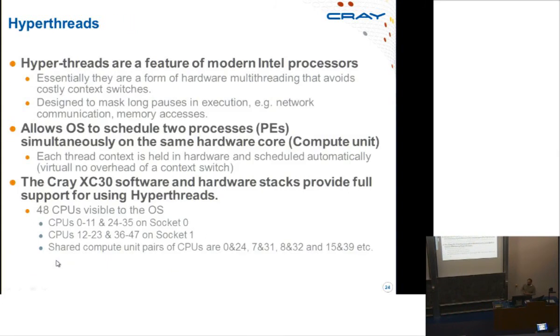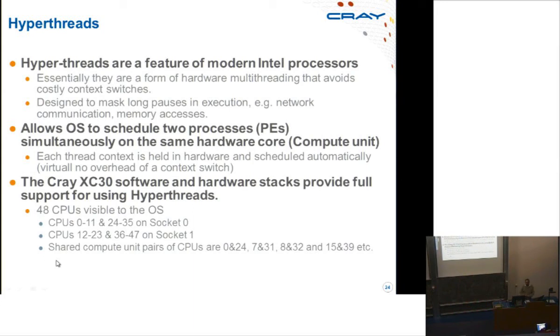As I said, these hyperthreads are a feature of modern Intel processors. I say modern, but I can think of at least 10 years they've been around in various forms. I think they went away and came back again. It's a way of doing hardware multi-threading without costly software context switches. So effectively you maintain two process states in hardware, but you only schedule instructions through one pipeline.